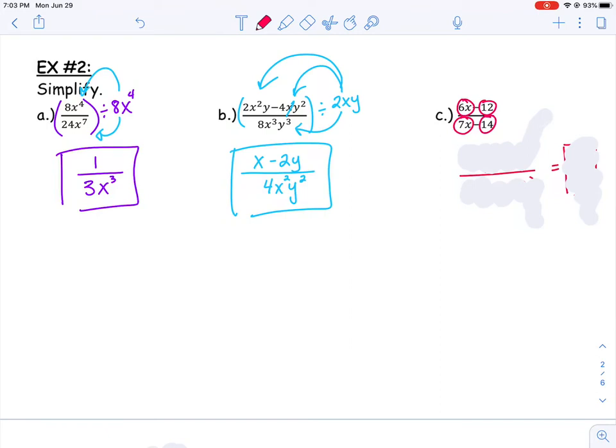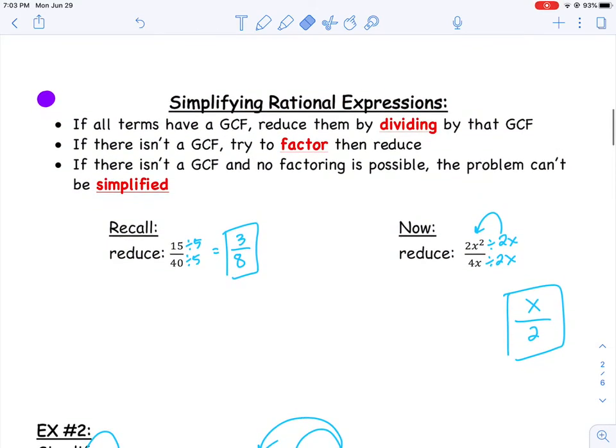Now can you take out an x out of all 4 of those terms? It doesn't look like it. So if you can't take a number out of all of them, then you can't divide by a GCF. If you can't take out an x from all of them, then you can't divide by a GCF. So if there is no GCF, then what other techniques do we have for simplifying rationals? Well, remember our second step here. If there is no GCF, then maybe we can look to try to factor before we reduce.